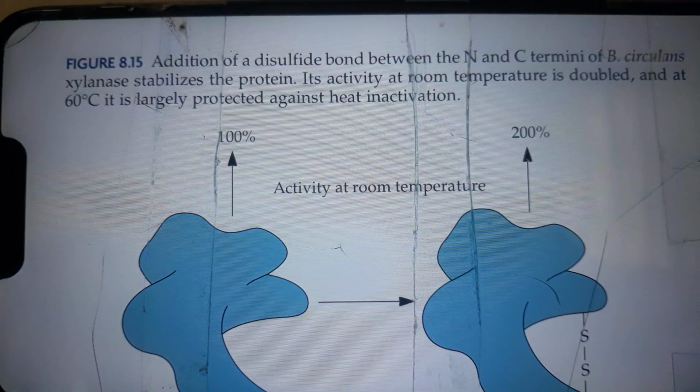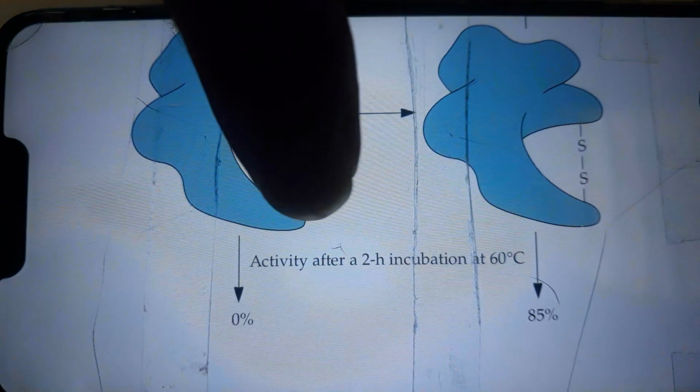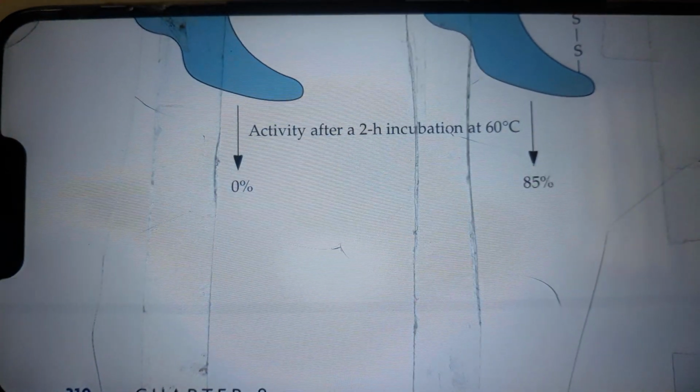Figure 8.15 shows the addition of a disulfide bond between the N and C terminal of B-cyclins xylanase, which stabilized the protein. Its activity at room temperature is doubled, and at 60 degrees centigrade it is largely protected against heat inactivation. Look at the figure and take a screenshot. Make notes while you prepare.